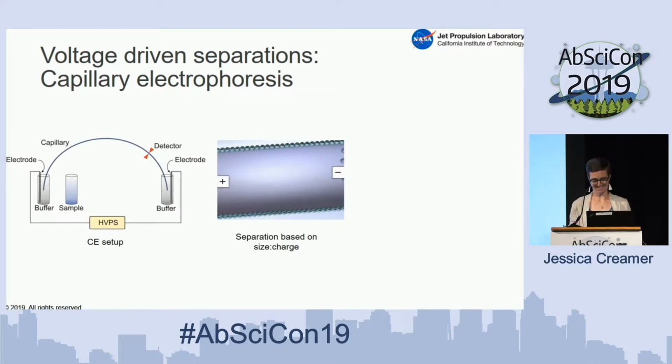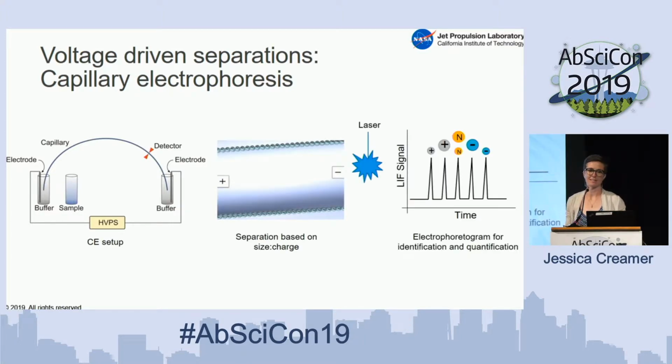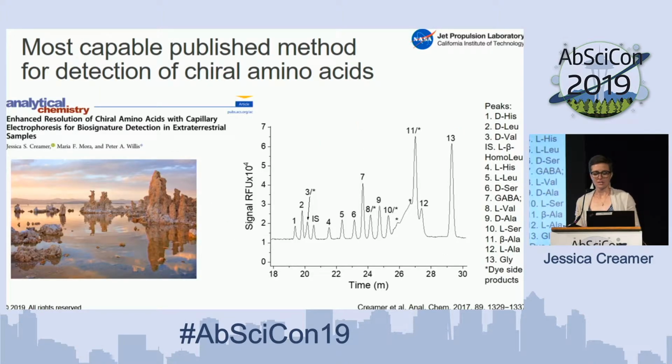As those separate, they move down the capillary and they move past the detector, in our case, a laser. And so you can collect a signal versus time plot we call an electropherogram that can be used for identification and quantification of the different species in solution. So this is our electropherogram from a method that we made.